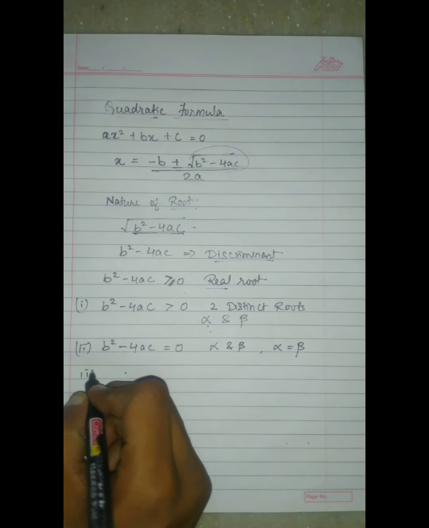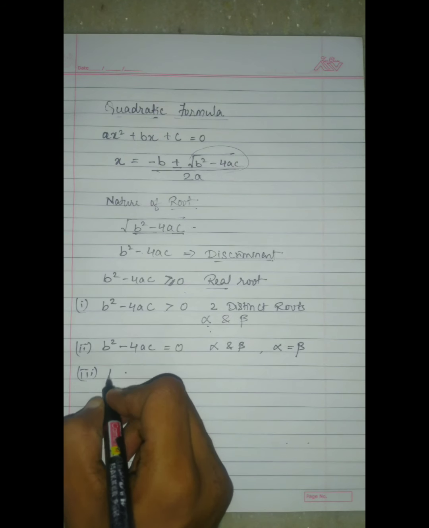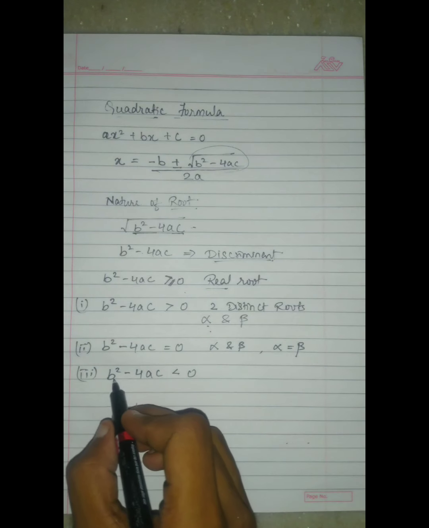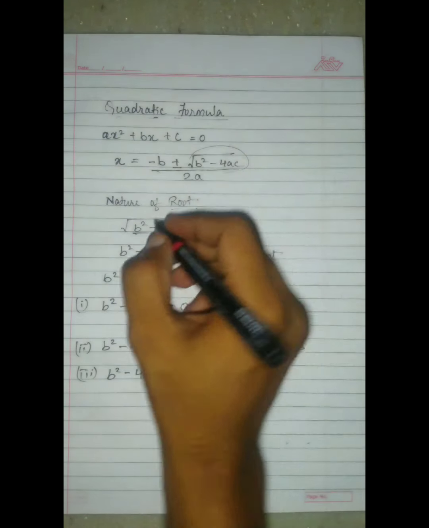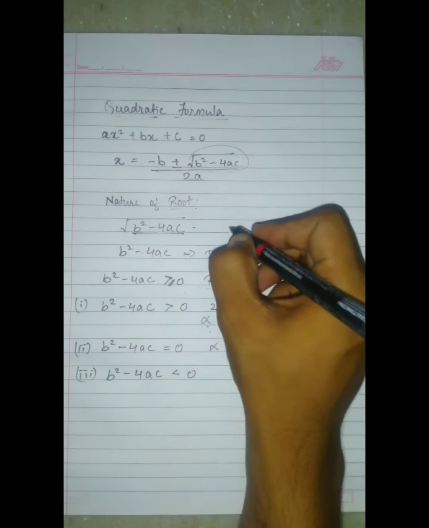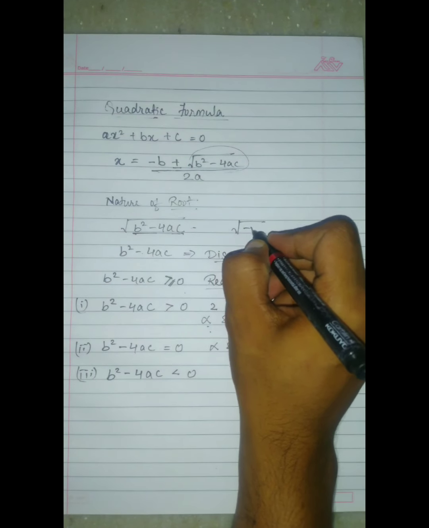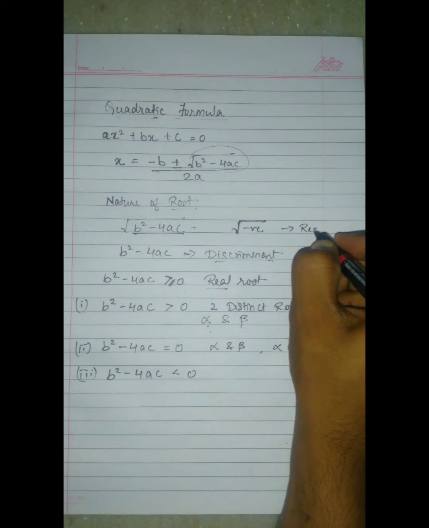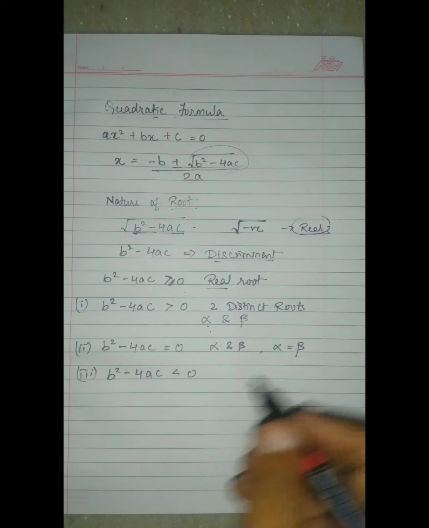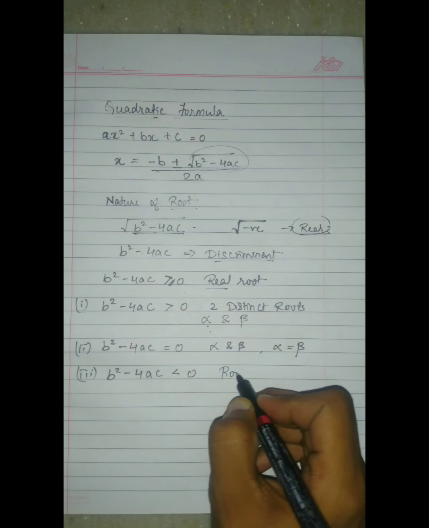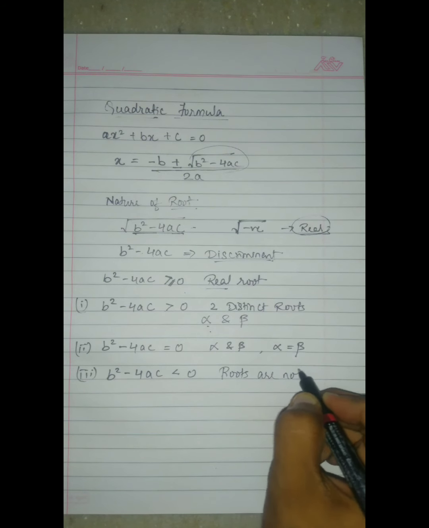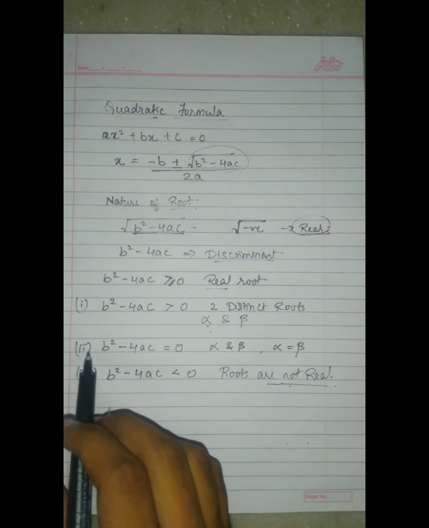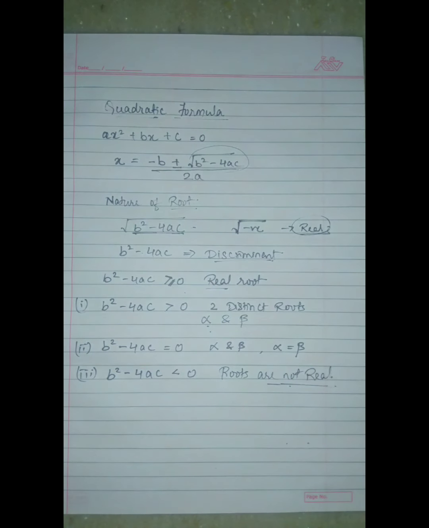Okay, and the third condition: if b square minus 4ac is less than 0, what will happen? See, if b square minus 4ac is less than 0, then this will become negative, and a negative sign under the root is not real. So the roots are not real. There won't be any real number which will satisfy the given quadratic equation.